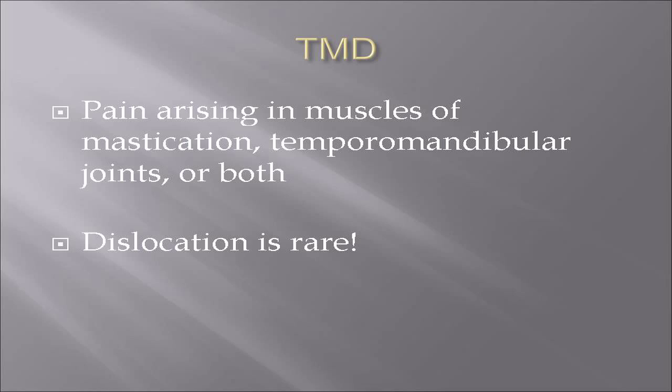So temporomandibular dysfunction is defined as pain arising in the muscles of mastication or within the temporomandibular joints or both. And a lot of patients come in and say, oh, my jaw dislocates on a regular basis. Well, actually, true dislocation is pretty rare. And just like many other joints, it's not possible for the patient to put their joint back into position if they have truly dislocated it. Patients will complain that their jaw sticks from time to time, but that's not actually dislocation. I'll tell you more about sticking joints. So dislocation of the temporomandibular joints is rare.